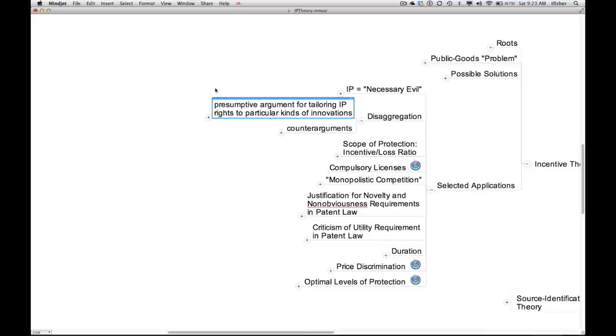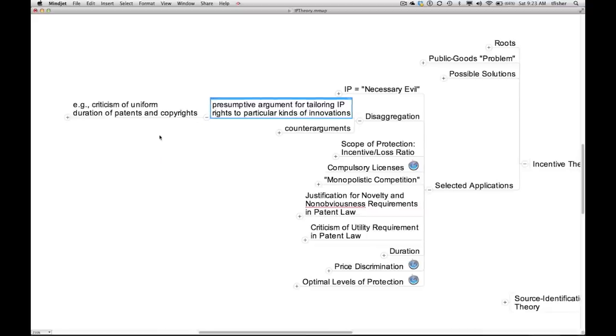Here's an example, duration. Currently, both patents and copyrights last for the same period of time, regardless of the type of work they're applied to. Patents last for 20 years from the date of the patent application, while, at least in the United States, most copyrights last for the life of the author plus 70 years. Those terms don't change when the type of work changes. Arguably, from the standpoint of welfare theory, they should.